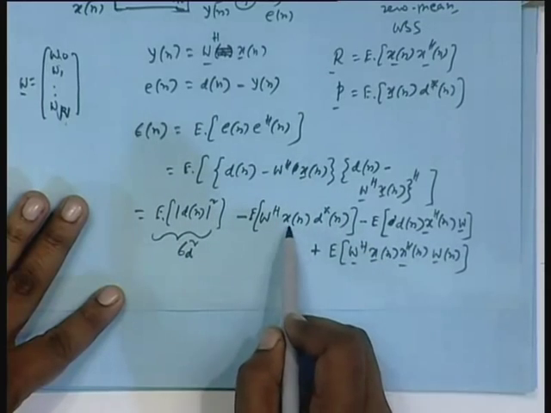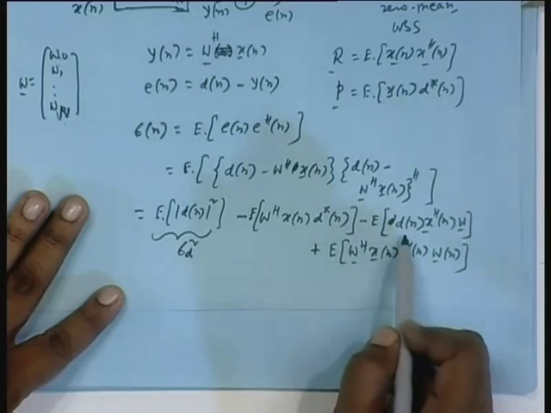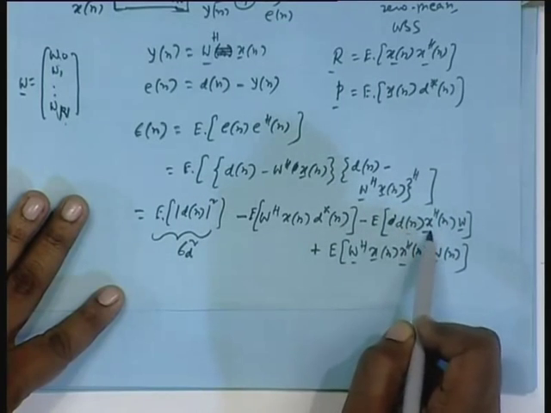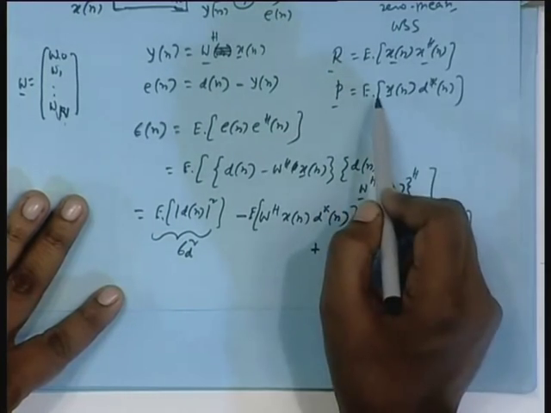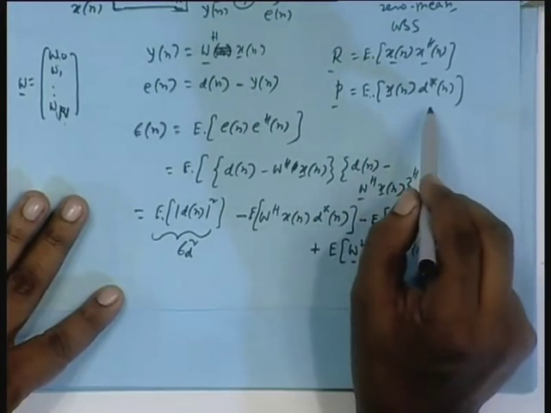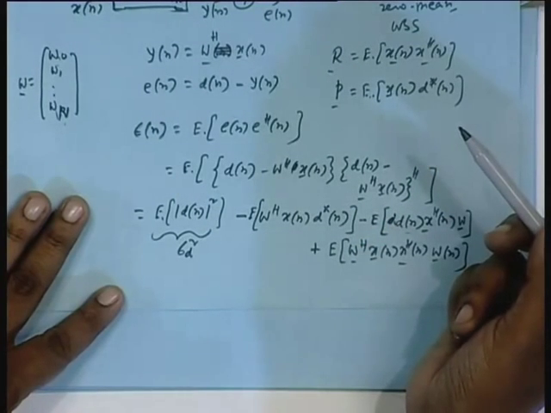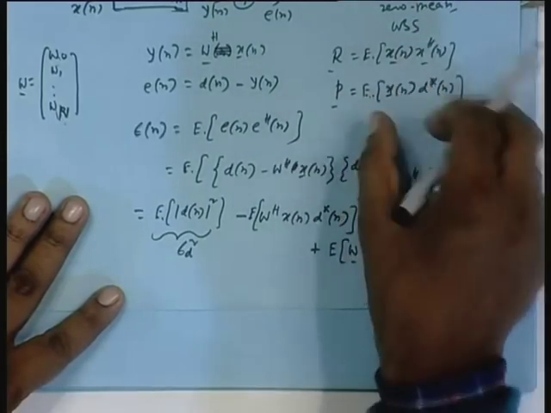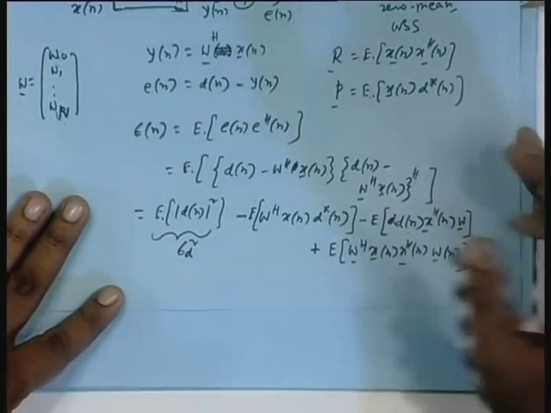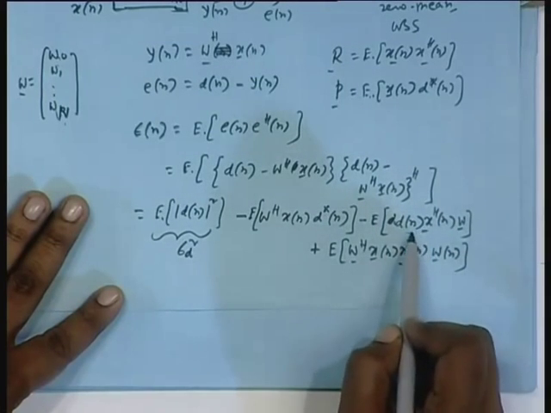So, obviously, here you will get E of x n into d star n, meaning the given p vector. And here you will get p Hermitian, if you take the Hermitian of this. Hermitian after expectation or Hermitian before expectation, then apply E, you will get the same thing. You take the conjugate and then E, or you take E and then the conjugate, it will be the same. So, the expected value over this means p Hermitian times W.